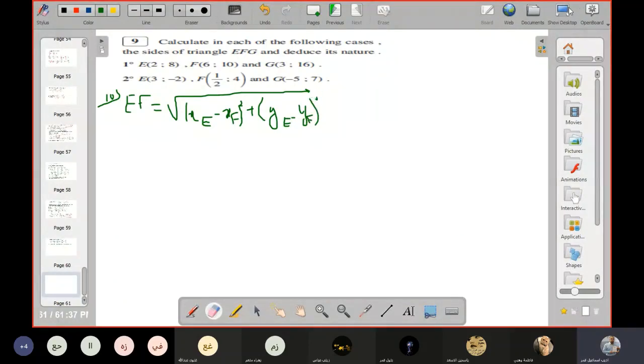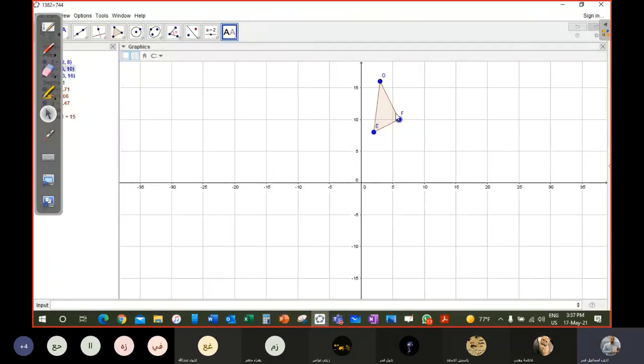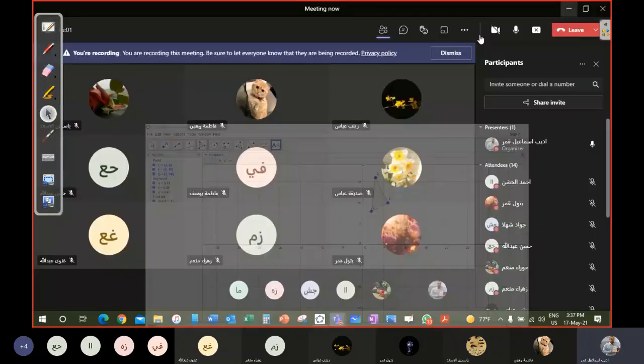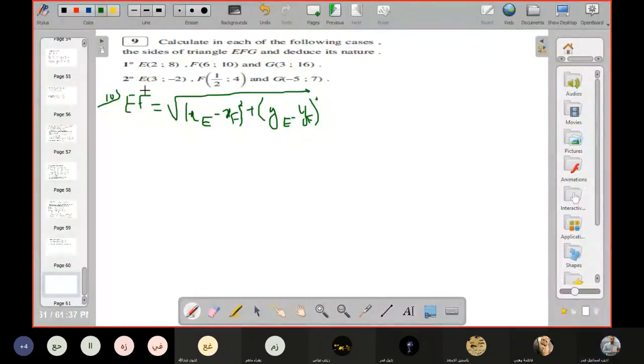What are the sides of this triangle? They are EF, FG, and GE. These are the sides of this triangle. We will start with the first side, which is EF. We should find the length of the sides, which is the distance between each 2 points: the distance between EF, between EG, and between F and G. Now we substitute, and we have normal calculations.